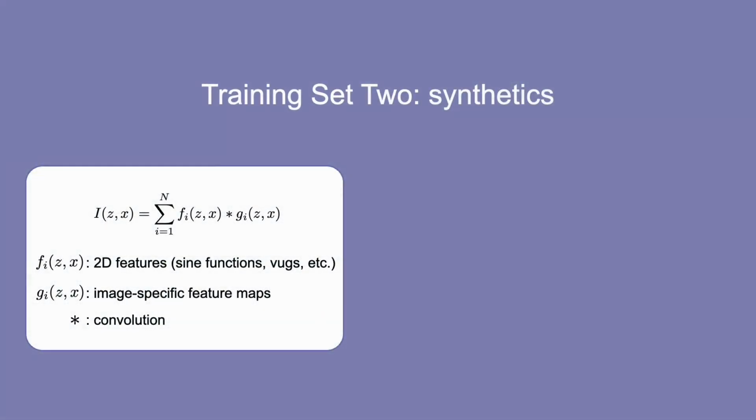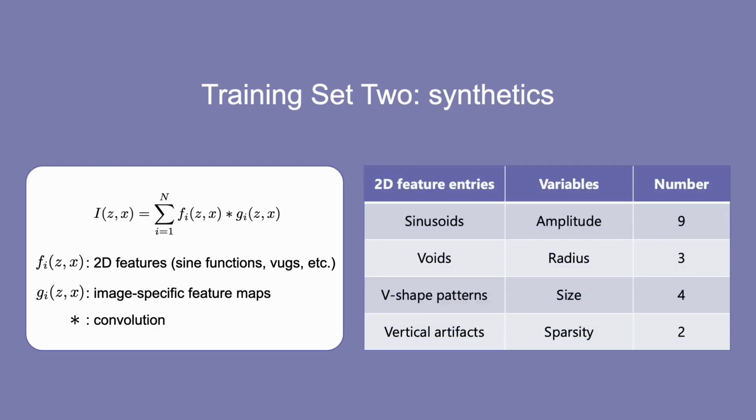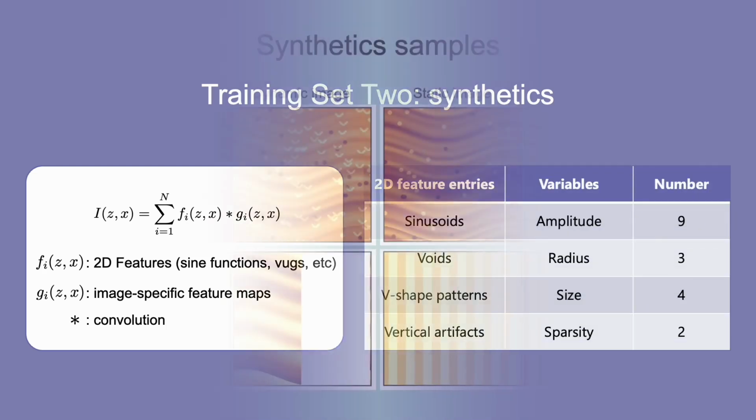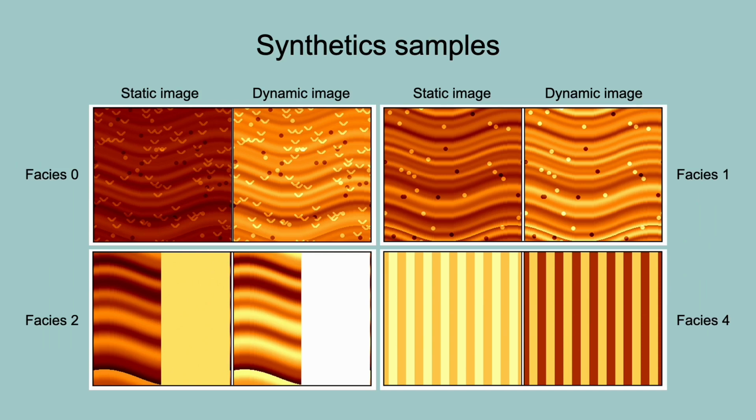This equation describes the process to synthesize image logs. Basically, image logs are the superposition of the convolution between various 2D features and their feature maps. The 2D feature entries to compose the image logs are summarized in this table. Here are examples of synthetic species 0, species 1, species 2, and species 4.